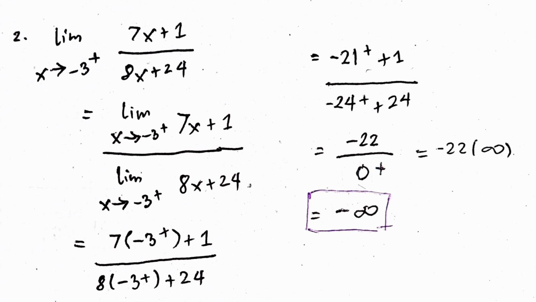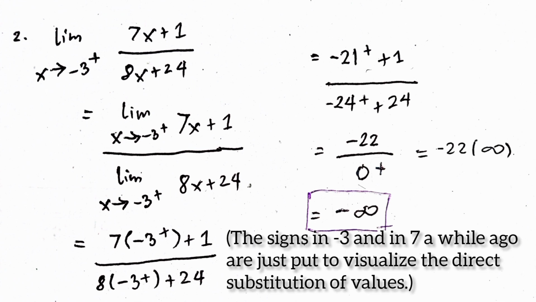The limit of 7x plus 1 all over 8x plus 24 as x approaches negative 3 from the right. Again, apply the limit theorems. We have the limit of 7x plus 1 as x approaches negative 3 from the right all over the limit of 8x plus 24 as x approaches negative 3 from the right. Further simplifying, we now have 7 multiplied by negative 3 from the right plus 1 all over 8 multiplied by negative 3 from the right plus 24.